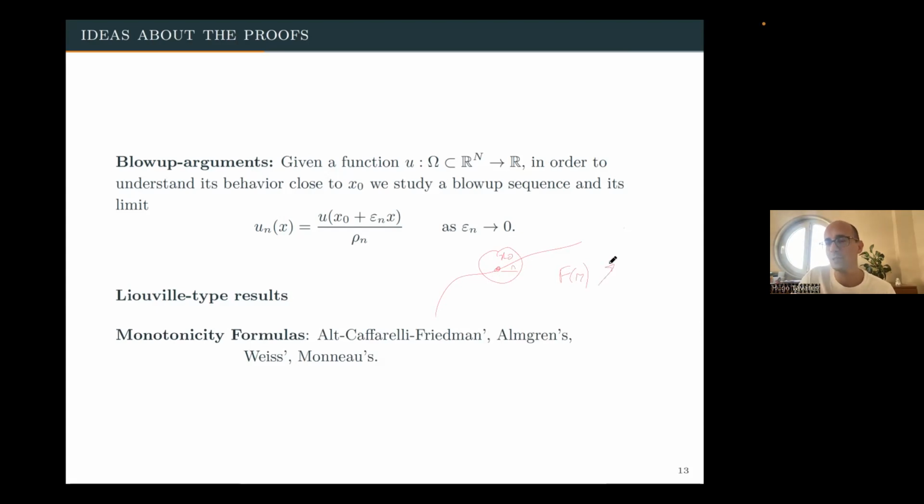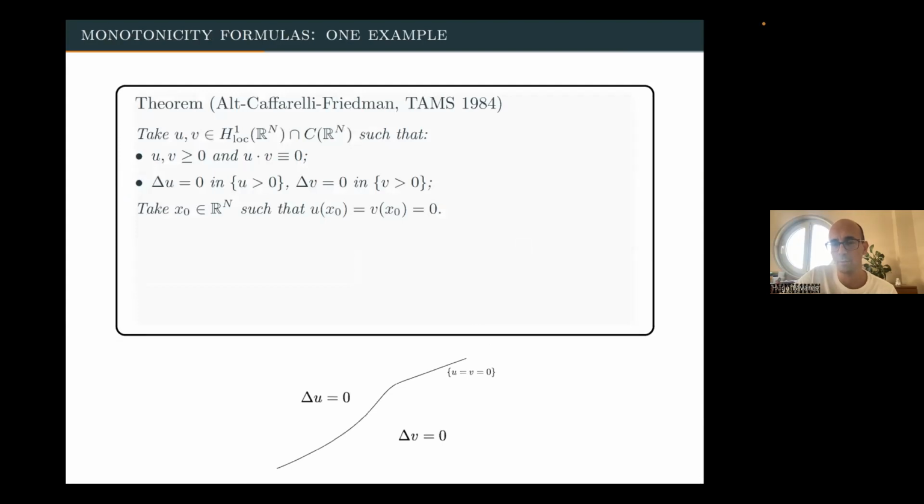And this gives you a lot of information about the local behavior of your solutions close to a point. Let me give you the example that I will need later on. So this is the Alt-Caffarelli-Friedman monotonicity formula. Look at the picture, and then slowly I will point upstairs.